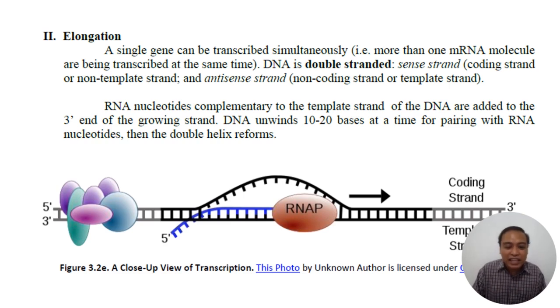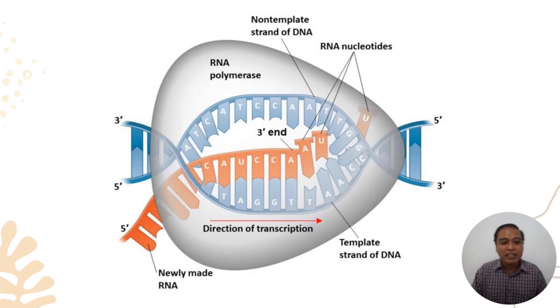So what happens here is that simply the RNAP will use the RNA nucleotides to produce your mRNA sequence. So there will be a growing strand here. It will be added from the 5' to 3' direction in order to produce your mRNA. Okay, so this is what it looks like.